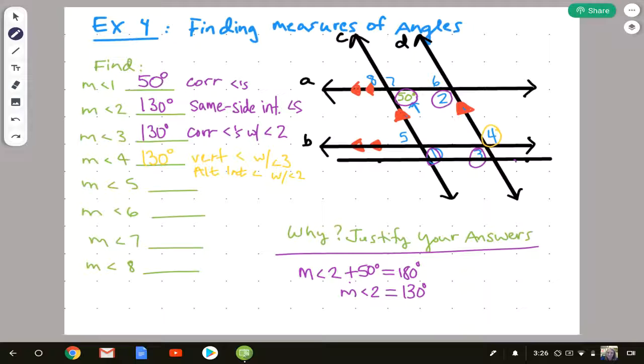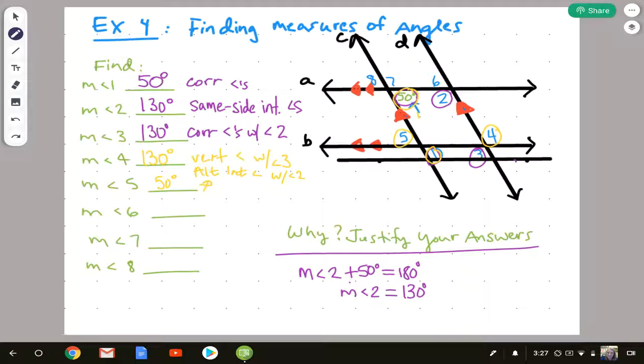Alright, now measure of angle 5. Let's see. It's not a same side interior, but it is an alternate interior angle with the angle marked 50, or it's a vertical angle with angle 1. So however you see that, those should be the same measures as either 1 or 50. Okay, so again, that would be the same reasons as the one right above it, except the different angles that it's vertical with or alternate interior angles with.